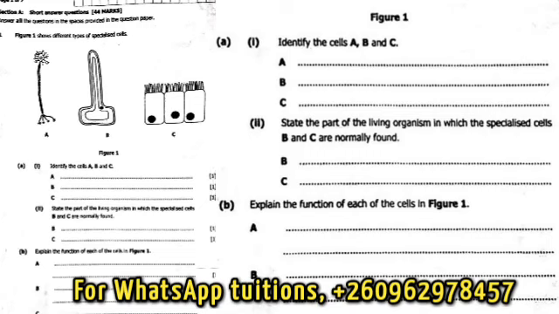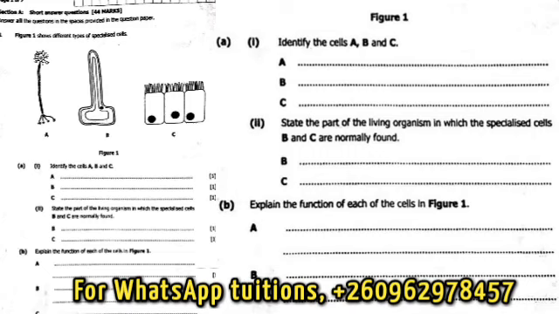A1, they're saying identify the cells A, B, and C. I've just told you, right? Cell A is what? Motor neuron or motor nerve cell. B, root hair cell. C, it's not a cell, right? It's epithelial tissue, or let's just say ciliated tissue.